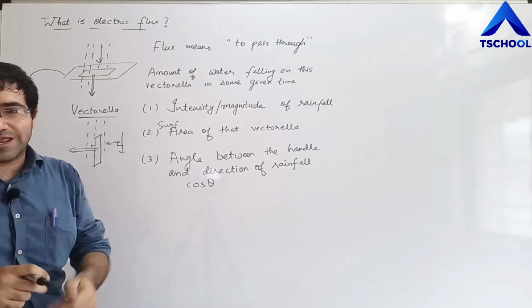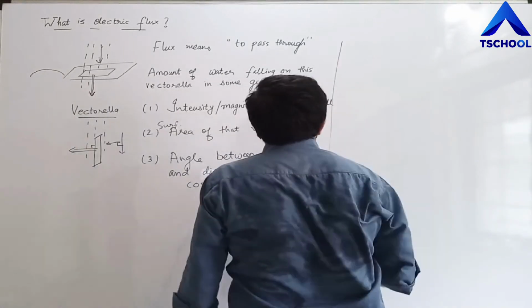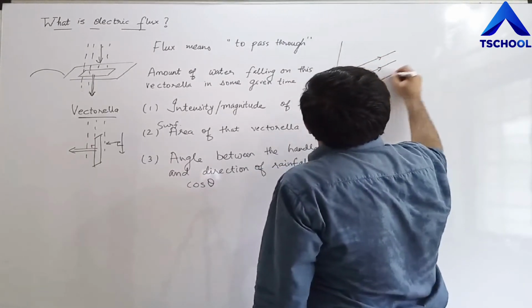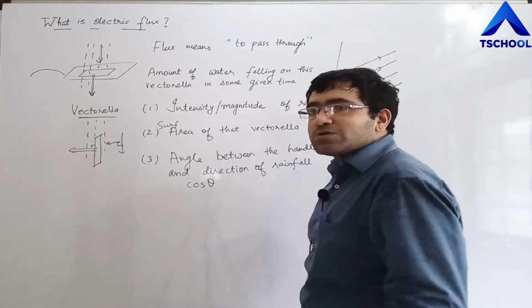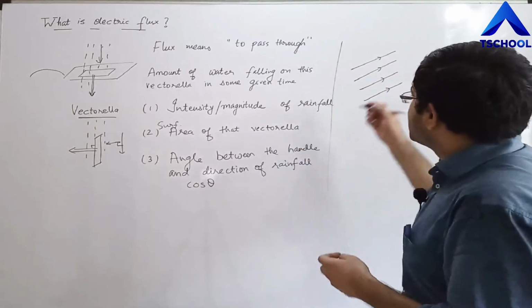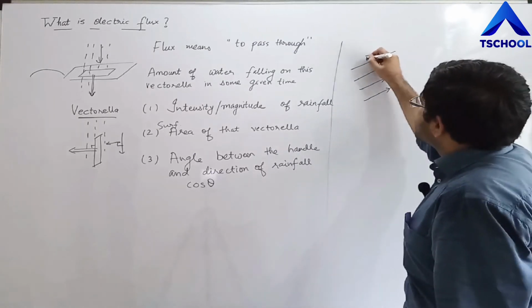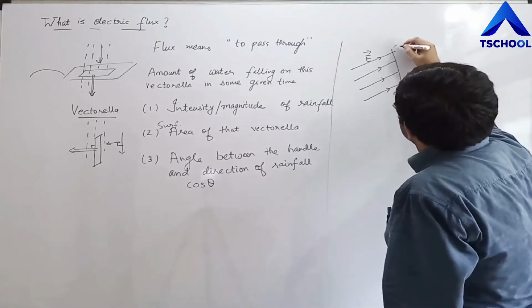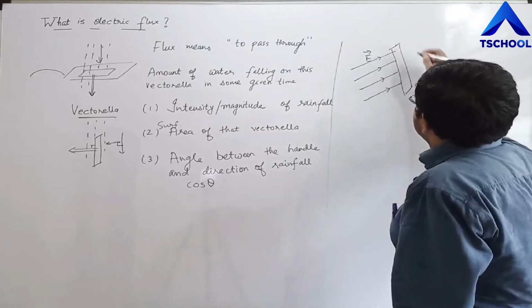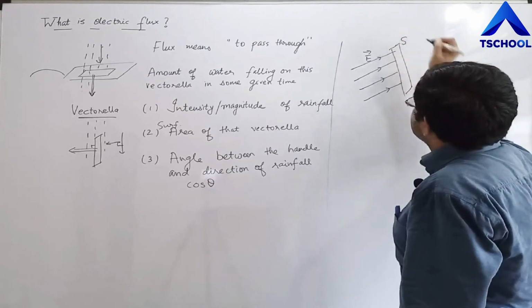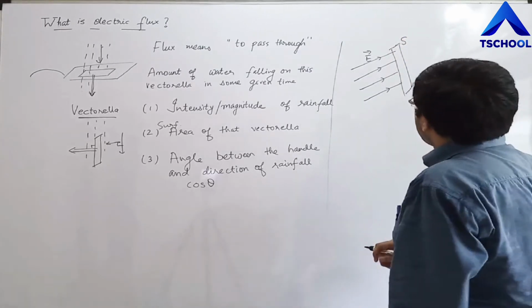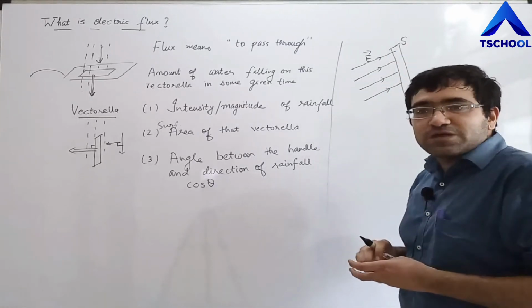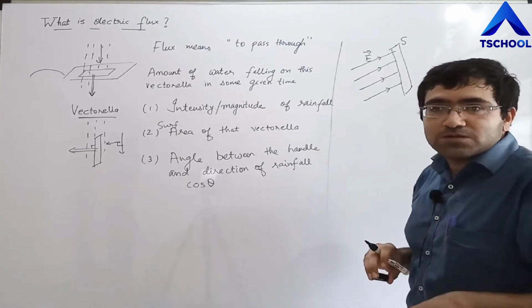Now let's go to the electric field. Consider that there is some electric field. Right now I'm assuming the field is uniform, to keep it very simple. So assume that there is some uniform electric field E vector in this region, and here is some surface with some surface area S. Now I want to find out how much of the electric field passes through this surface. That is obviously called electric flux.